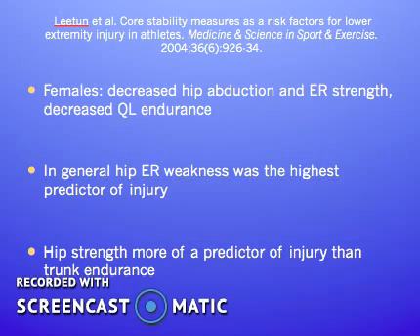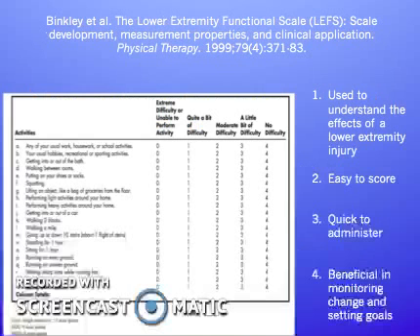In general, hip external rotation was the highest predictor of injury. Another thing that I found really, really interesting, something I can incorporate into my evaluation by looking at their hip external rotation and seeing if that's causing an issue. And last, hip strength is more of a predictor of injury than trunk endurance. So if they don't have the strength to absorb the shock or to counteract the shock or the force, they're not going to be able to really recover from injury as well. And so this is an important thing to take into consideration as well.